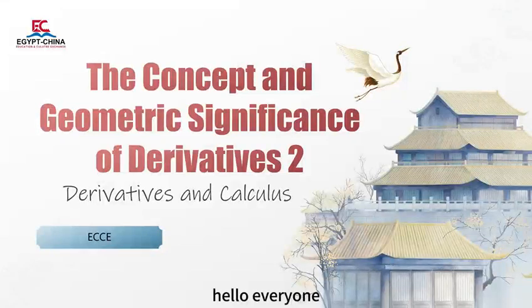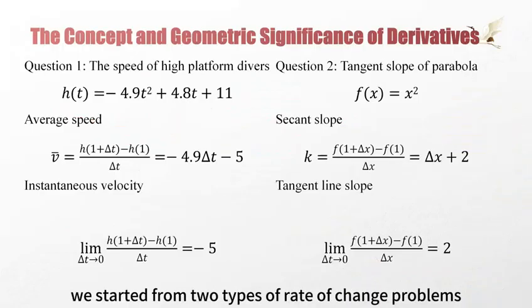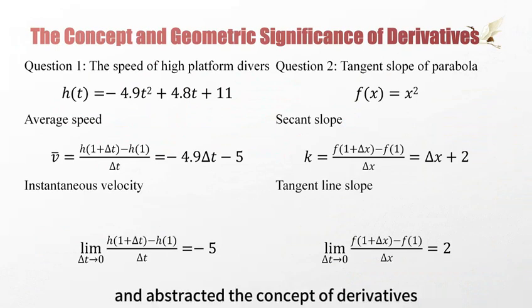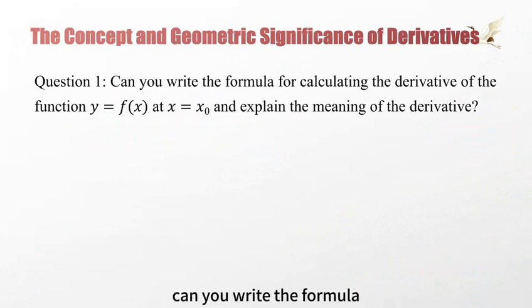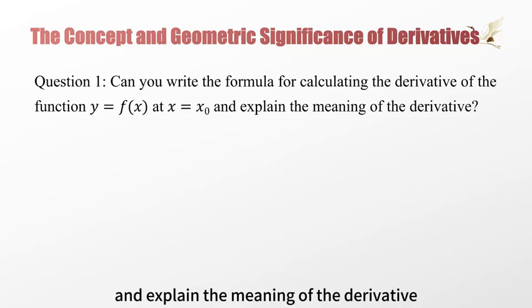Hello everyone! In the last class, we started from two types of rate of change problems and abstracted the concept of derivatives based on their commonalities. Can you write the formula for calculating the derivative of the function y equals f(x) at x equals x0 and explain the meaning of the derivative?